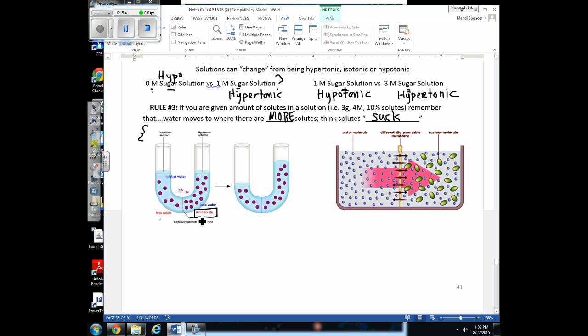There's more solutes on this side of this U-tube. So if this is a semi-permeable membrane and that water can cross, then water is going to move to this side of the U-tube. And the water level on that side is actually going to go up, while this side is going to drop.